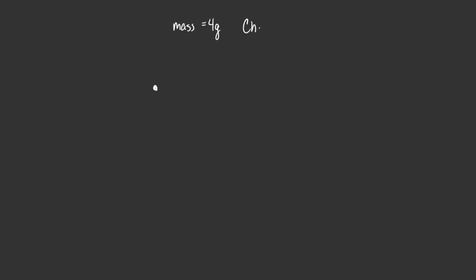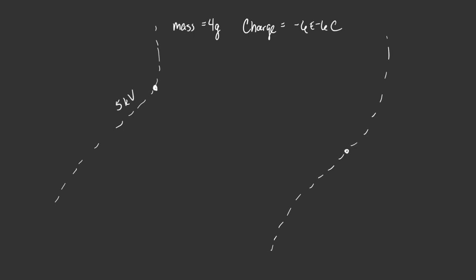And the charge is -6 times 10 to the -6. The particle exists in space somewhere where the potential was, I believe, 5 kilovolts, and it's going to move to another place where the potential is 8 kilovolts. And it asks, what is the velocity of the particle at the 8 kilovolt location? So I kind of arranged this just as a couple of equipotentials.